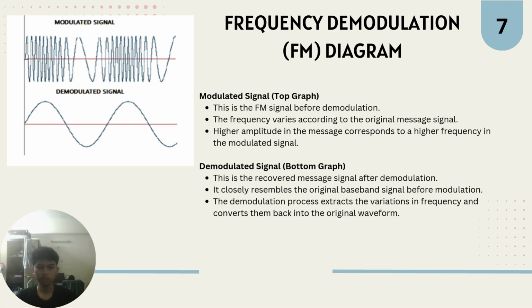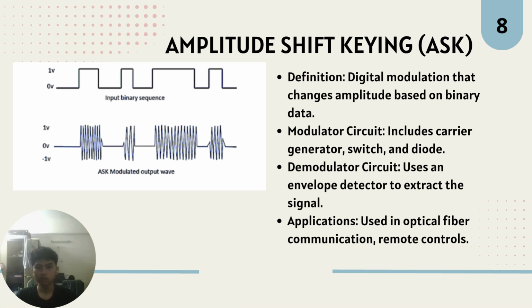Moving to slide 8, amplitude shift keying, ASK. Digital modulation ASK is a digital modulation technique where the amplitude of the carrier wave changes based on the binary data 1 and 0. It is simple and used in optical fiber communication and remote controls. The modulator uses a carrier generator, switch, and diode, while the demodulator uses an envelope detector to extract the data.